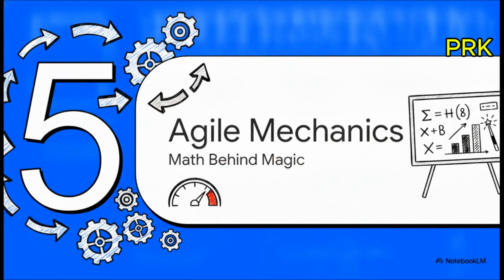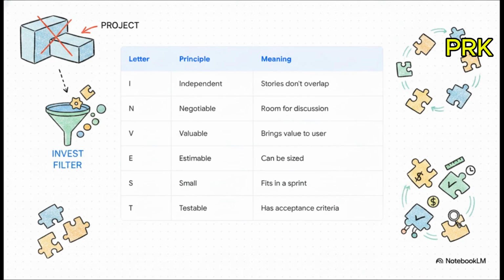Math behind magic. Before a team can estimate anything, they've got to write user stories. And the INVEST mnemonic is an absolute goldmine for product teams here. Tasks need to be independent, negotiable, valuable, estimable, small, and testable. Filtering tasks through these criteria ensures massive projects are broken down into perfect, bite-sized chunks that can actually get done.